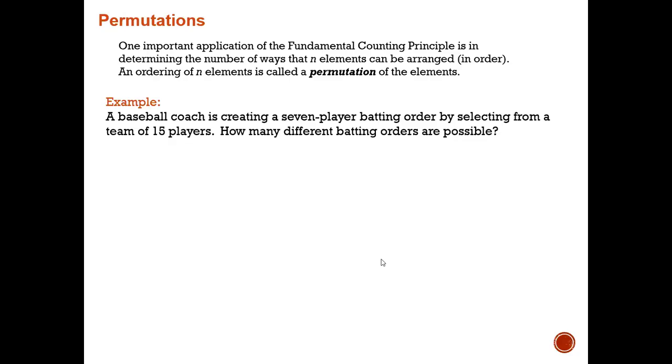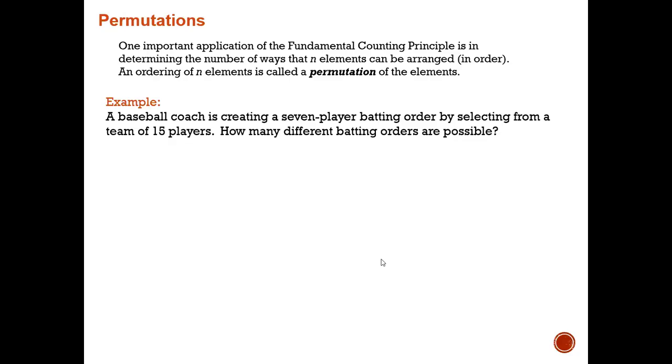So you have 15 players. I'm not picking a player and a color, right? I'm picking from the same group of players. So once I pick a player, he's not part of the pool anymore. He's not part of the options anymore. That's a permutation, and we're going to see that with combinations as well. It's when you're picking from the same set of things that it's either a permutation or a combination. And with a permutation, the order matters.